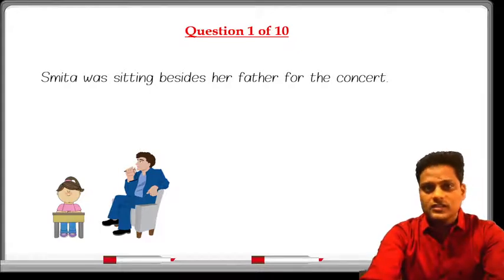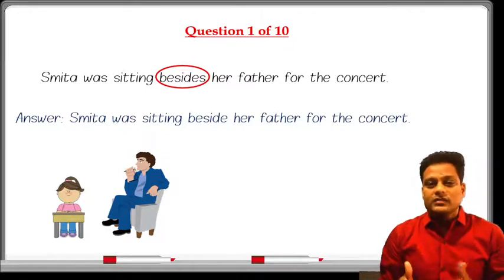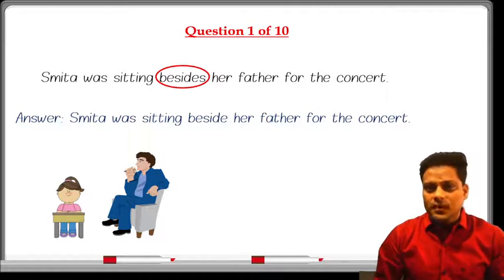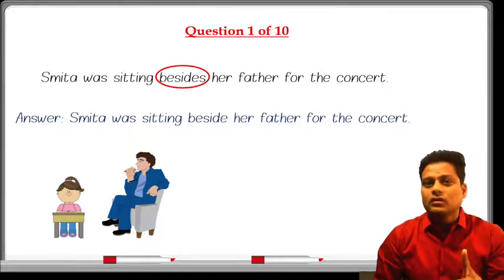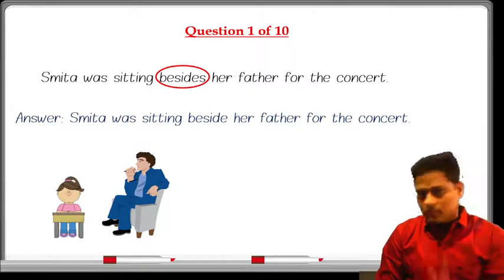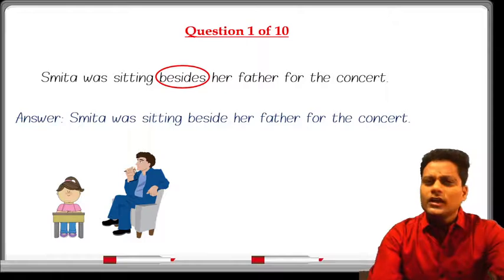The answer is, there you go. Besides is the error. Smita was sitting beside her father for the concert. Guys, besides is apart from. So besides him, everybody was present. That means only he was absent. That's besides. Okay? Beside is next to, juxtaposition. Next to. So all you want here is the word beside, not besides. Did you get that right?